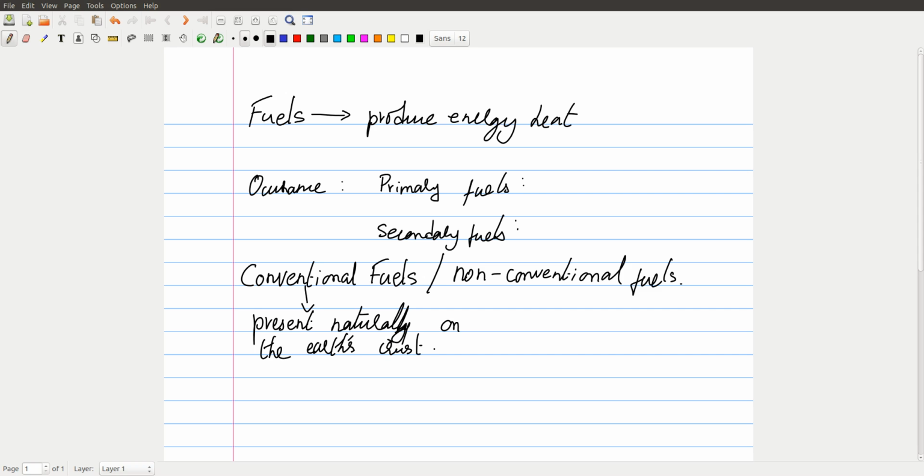And they have been used as fuels for some generations. Like I think from the time man has been on the planet, we have been using them as fuels. Most of these conventional fuels are usually either directly fossil fuels or derivatives of these fossil fuels.